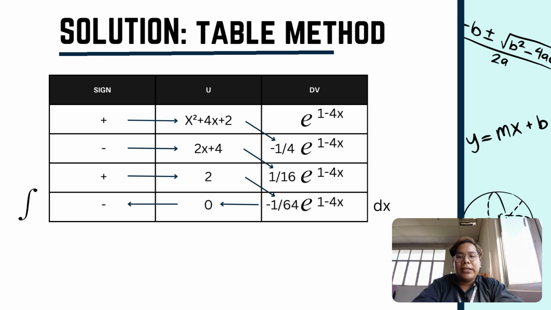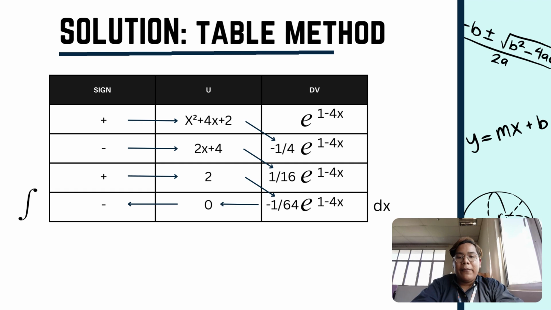So, for this question, I determine that x squared plus 4x plus 2 will be the u, while exponent 1 minus 4x will be the dv. After that, you need to create the table for this method. You will need 3 columns and 5 rows for this question. For the first column, you will need to put the sign for the equation. The second column, you need to put the u, and the third column for the dv.